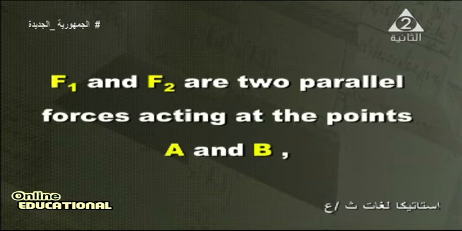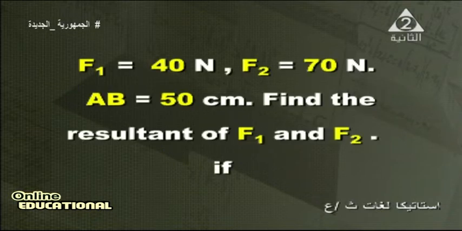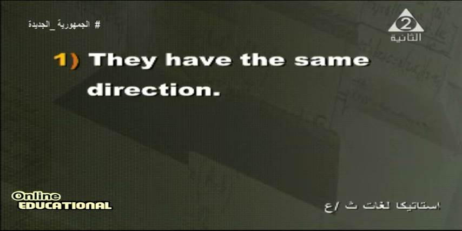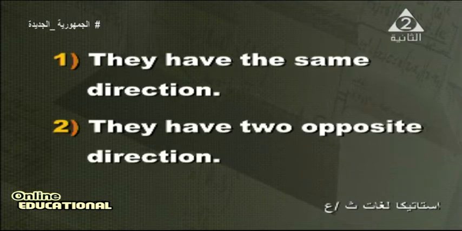Another example. Look, my dear student. F1 and F2 are two parallel forces acting at points A and B. F1 equals 40 Newton, F2 equals 70 Newton, and AB equals 50 centimeters. Find the resultant of F1 and F2 in two cases: first, if they have the same direction, and second, if they have opposite directions.